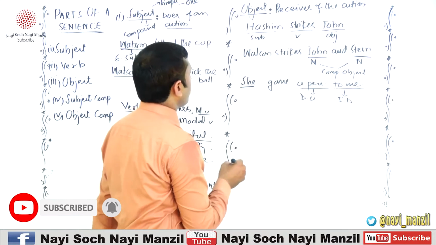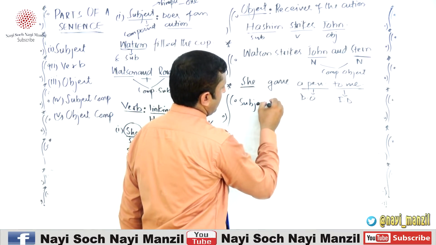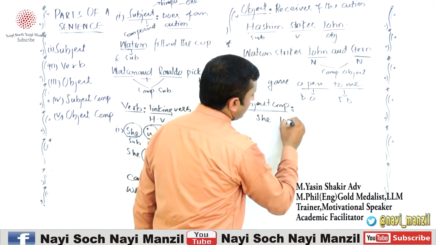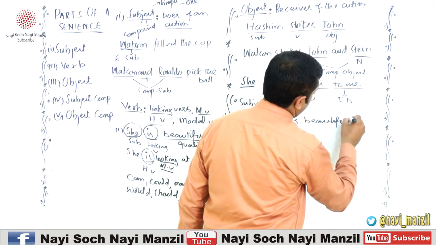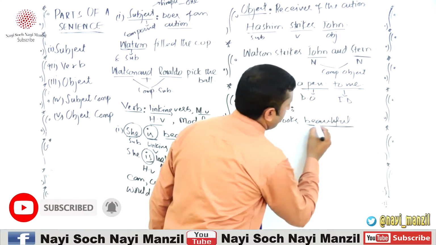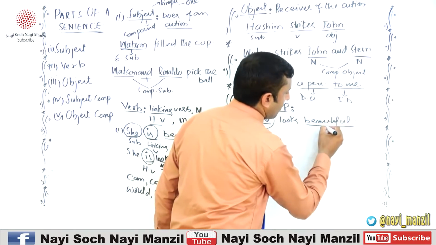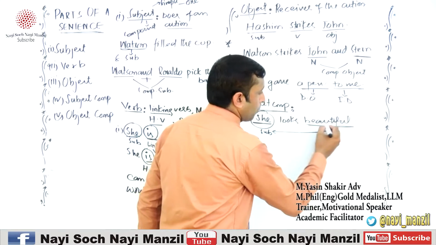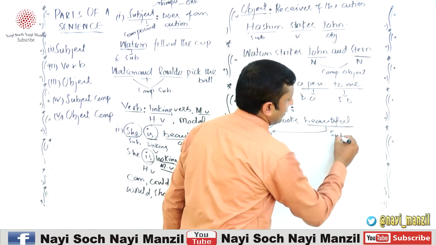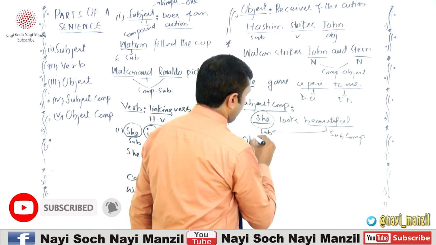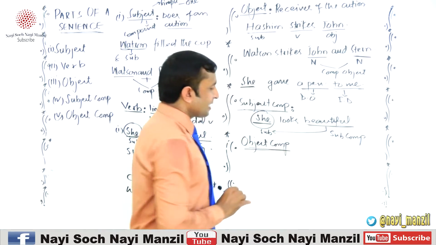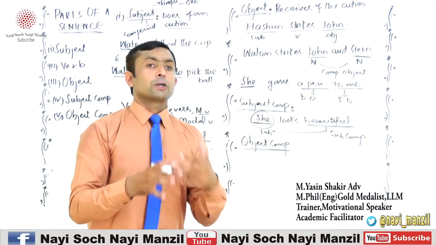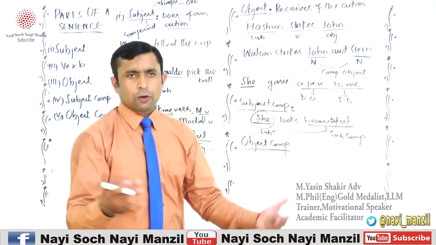Now it's subject complement. Like example, she looks beautiful. She looks beautiful. Actually, she is a subject and beautiful is a complement on her. The word that complements the subject is known as subject complement. Now, object complement. As you have understood that the word that complements a subject is known as subject complement, so is the case with object complement. The word that complements the object is known as object complement.